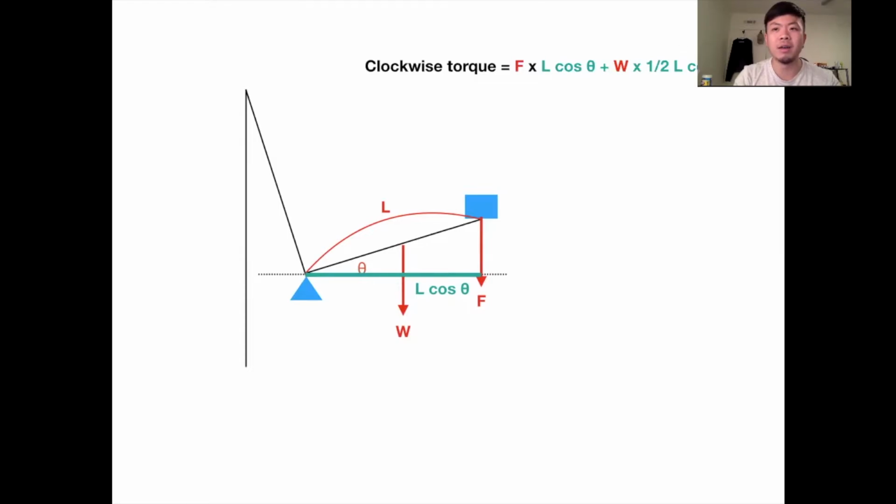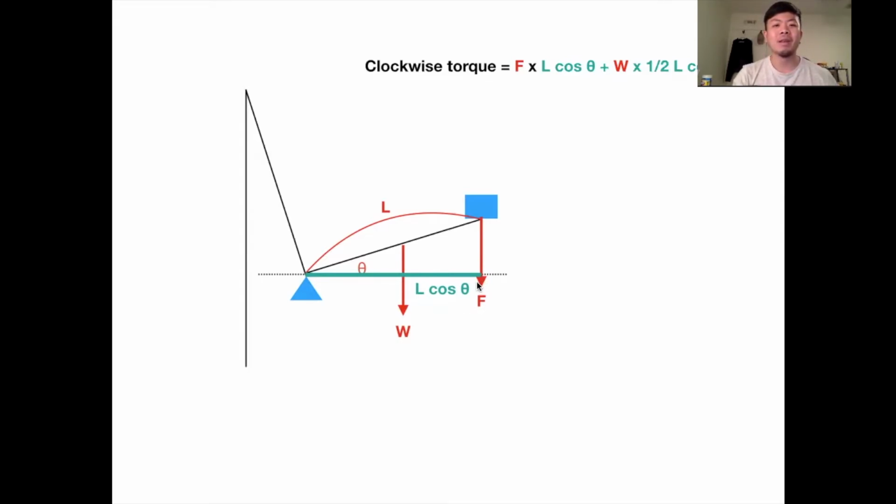So we can calculate it. The clockwise torque would be the torque generated by these two forces. The torque generated by the weight you're holding would be F times L cosine theta, force times moment arm. And also the clockwise torque generated by your forearm itself would be W times 1/2 L cosine theta, because its moment arm is half of the moment arm for the force.